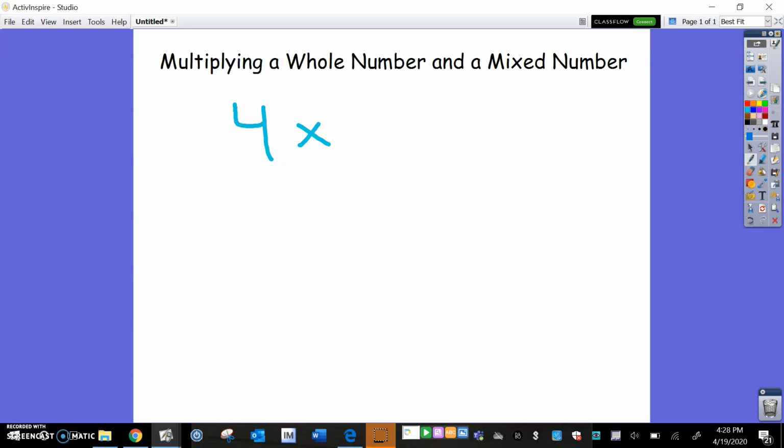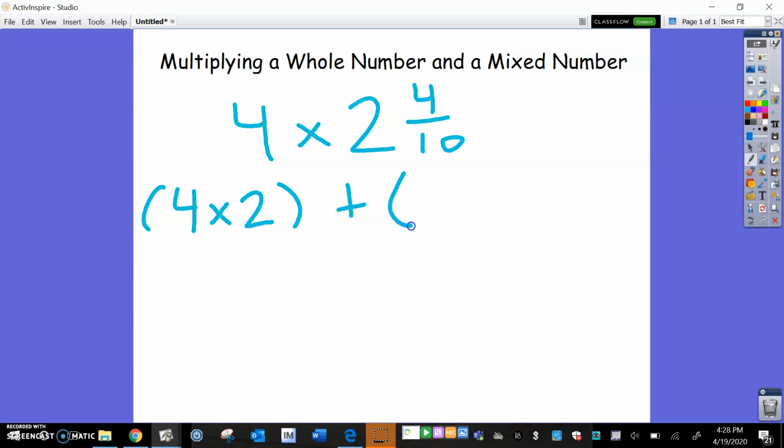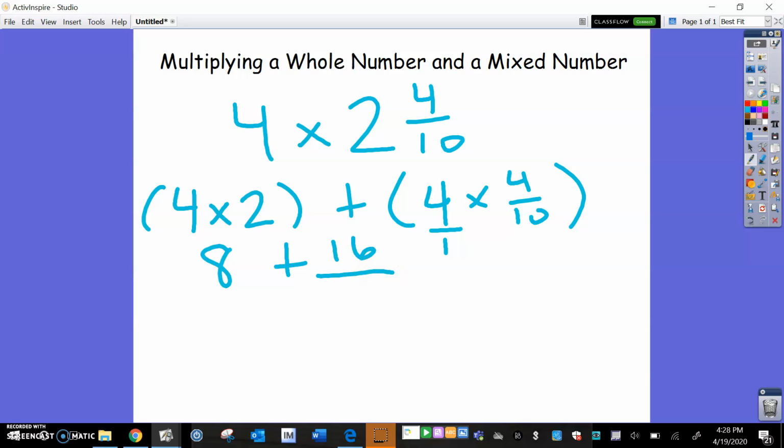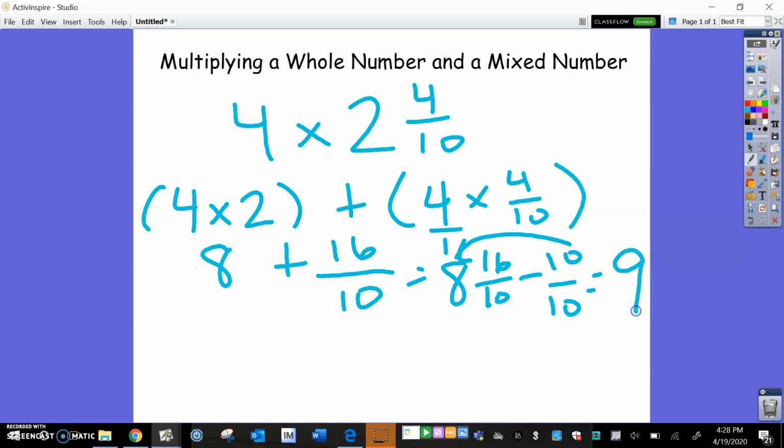4 times 2 and 4/10. 4 times 2 plus 4 times 4/10. So I have 4 times 2 is 8 plus 4 times 4 is 16 and 1 times 10 is 10. 8 and 16/10. So I again have an improper fraction. I have to subtract my 10 out of 10. This is going to equal 9 and 6/10.